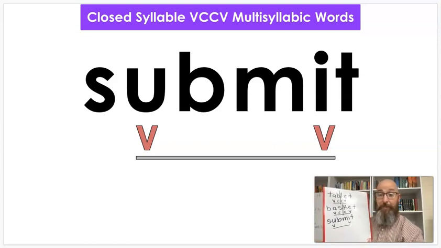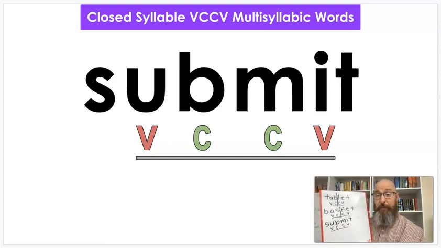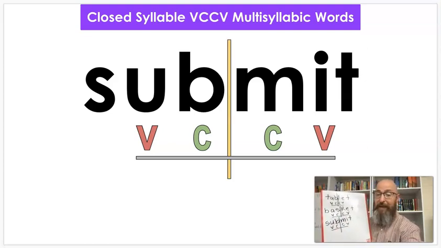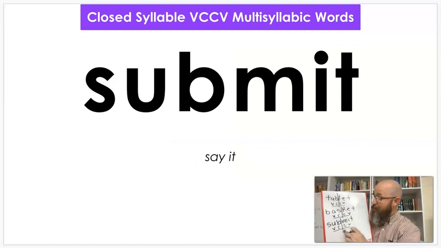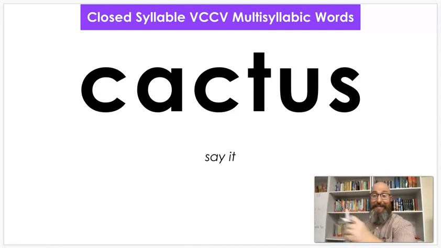What do I put on my bridge? The consonants that are above it. I have a B and an M. Once I've labeled the consonants, do you remember what to do next? We split them up right there between those two. Now I can map the sounds. Sub, sub, it, mit. Now I can read it. Submit, submit.